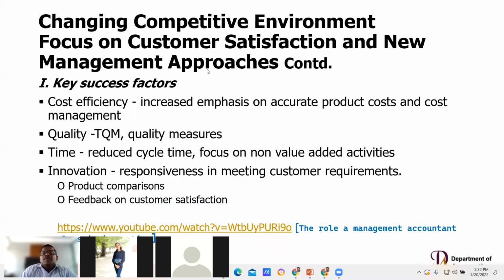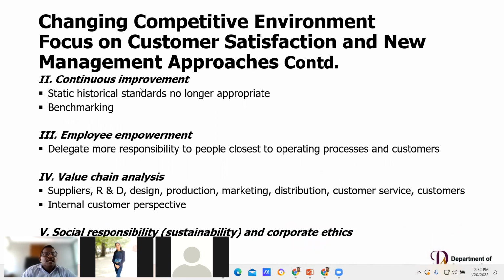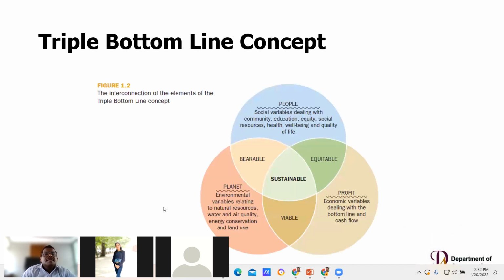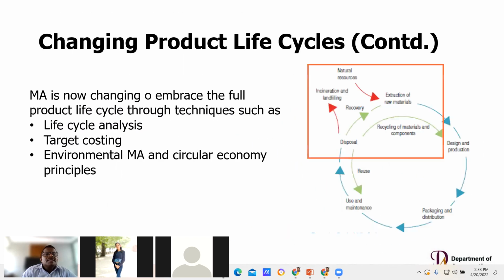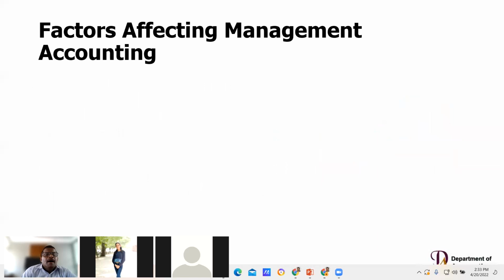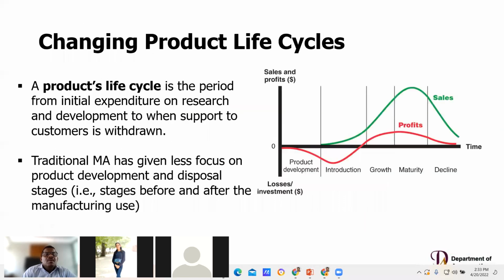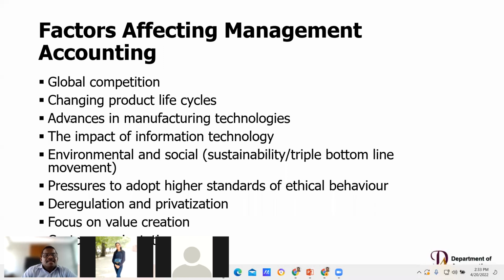Okay, change in the competitive environment, focus on customers and new management approaches. As I told you, keys. So this particular diagram is explained by this chart: key success factors, then continuous improvement, employee empowerment, value chain analysis, social responsibility, and corporate ethics. So far we have discussed these factors. You have to remember, we are here. We are discussing those things one by one, a little bit.